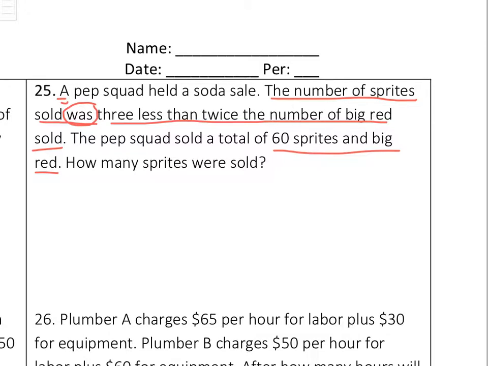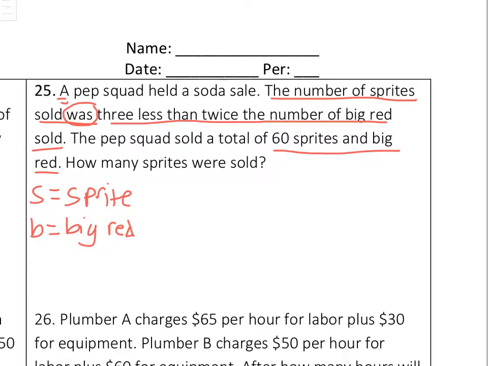So let's label variables. We'll do S is equal to the Sprites, and then B for Big Red. Just realize if it is on the test and it gives you answer choice of just X and Y, then yes, you're going to have to label Sprites as X, Big Red as Y.